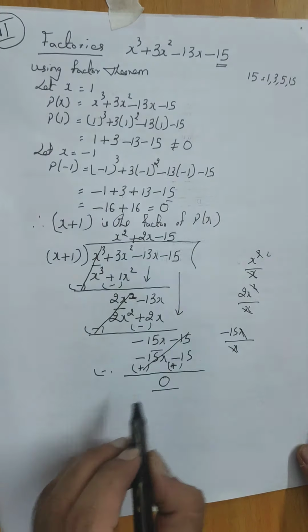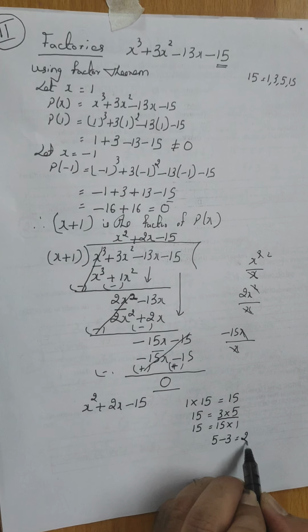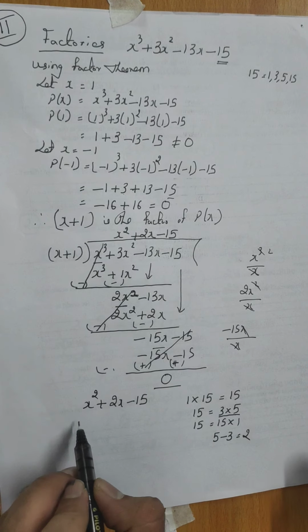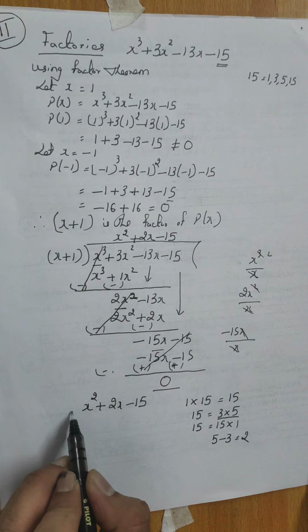So I have to select two factors, so that after adding or subtracting I should get the middle one, that is 2x. Yes, I can take this. See, 5 minus 3, I'm getting 2 here. Clear? So I'll split this. So therefore this is x square plus 5x minus 3x minus 15. So I have split the middle term.